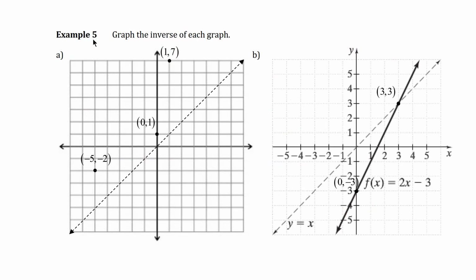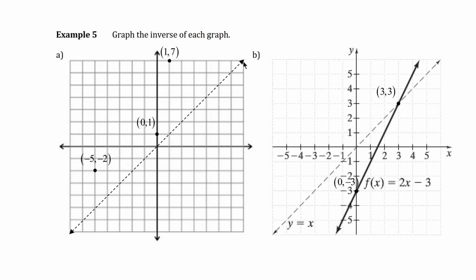For example number 5, graph the inverse of each graph. For part A, we have 3 points plotted on the graph, which are -5, -2, 0, 1, and 1, 7. We also have a 45-degree dotted line that goes through the origin. This line here is not part of the graph, but it's just there to help us graph the inverse function.